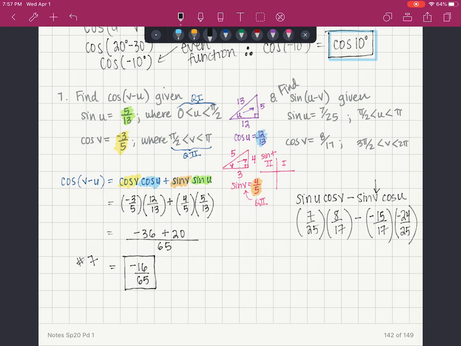And the reason those are negative is because v must be in either quadrant 3 or 4. So I look over here, v is in quadrant 4. And then I look at cosine. Cosine is negative in quadrants 2 or 3, and u was definitely in quadrant 2.